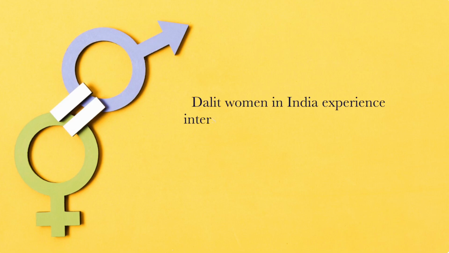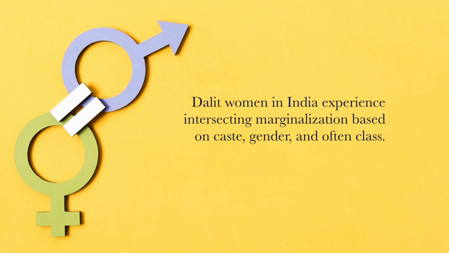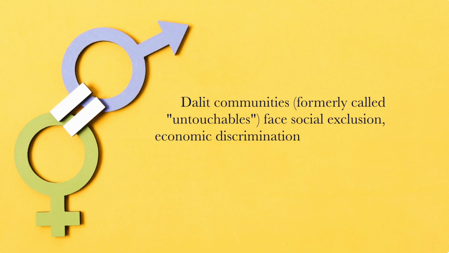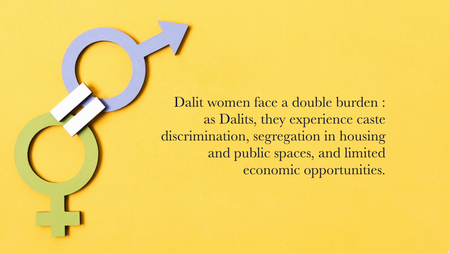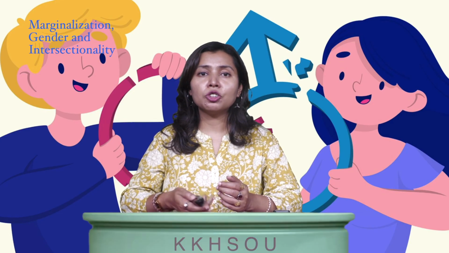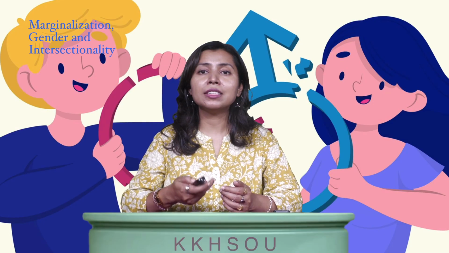Dalit women in India experience intersecting marginalization based on caste, gender, and often class. The caste system, despite legal prohibition of untouchability, continues to structure social relations in significant ways. Dalit communities, which were formerly called untouchables, face social exclusion, economic discrimination, and violence. Dalit women face a double burden. As Dalits, they experience caste discrimination, segregation in housing and public spaces, and limited economic opportunities. Again, as women, they face patriarchal control, restrictions on mobility, and gender based violence.